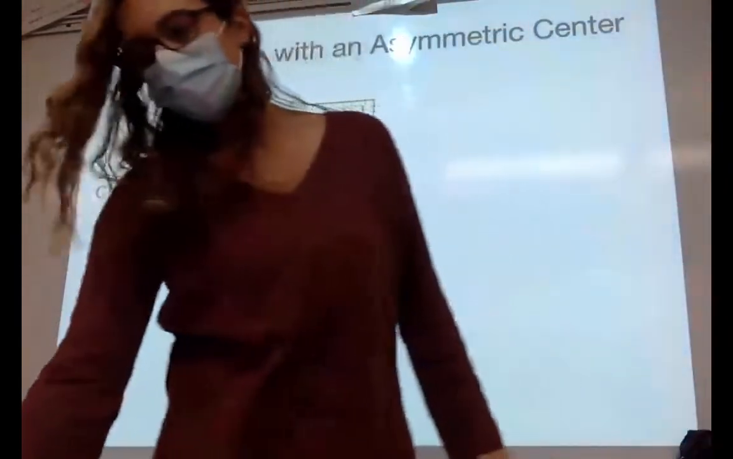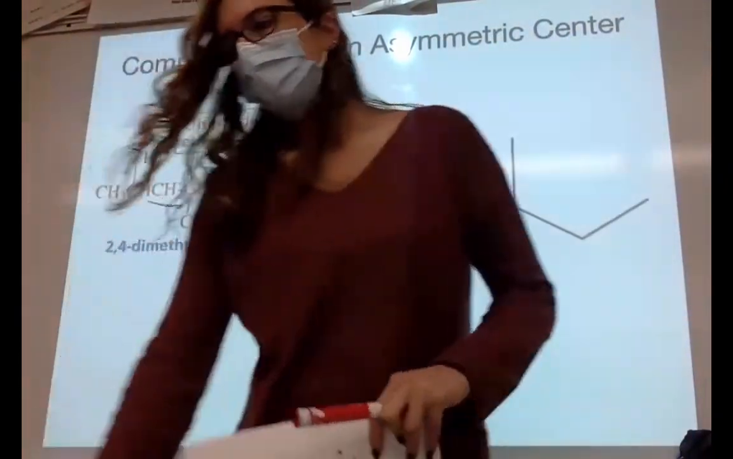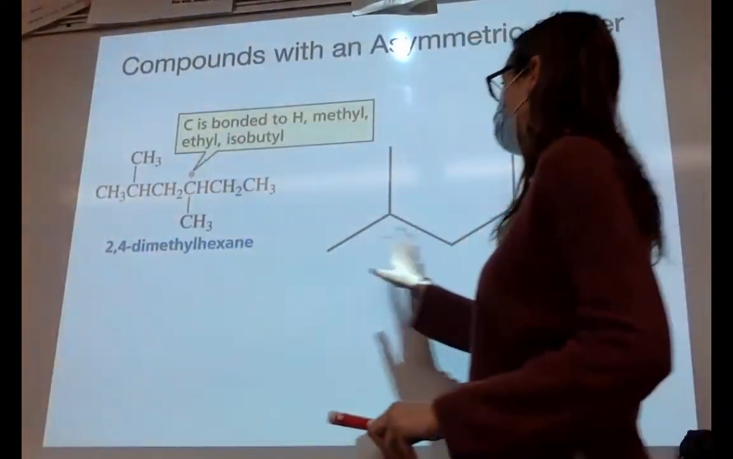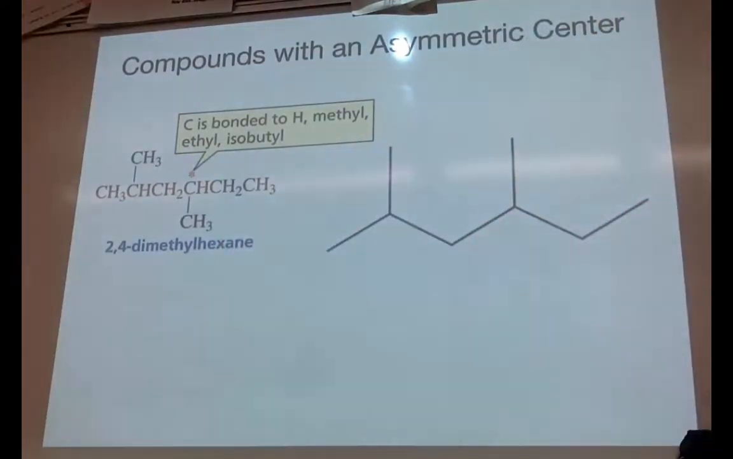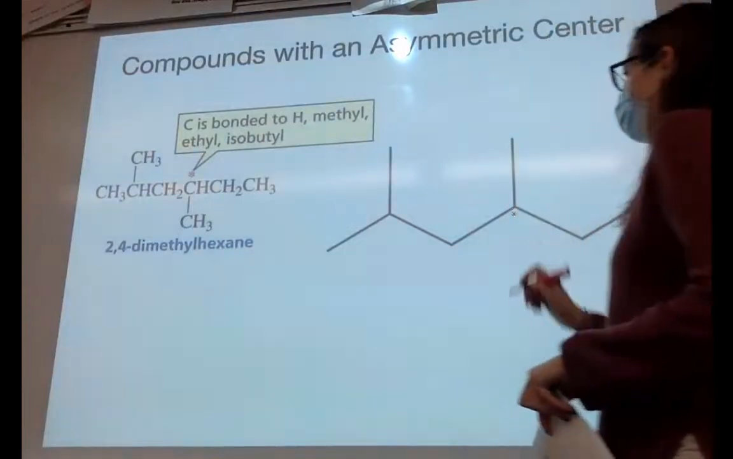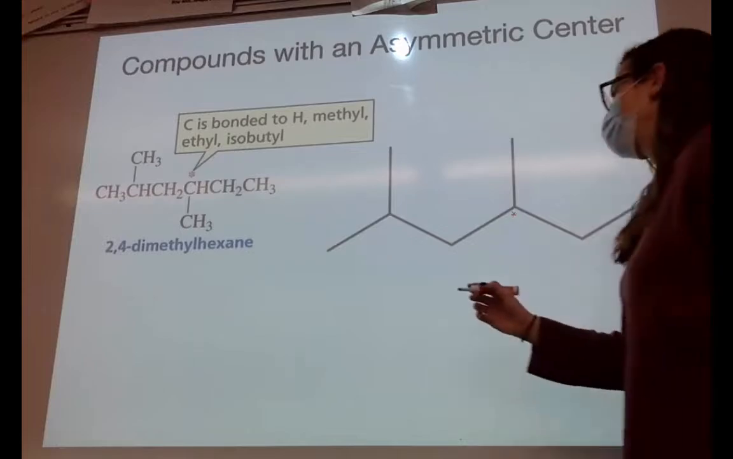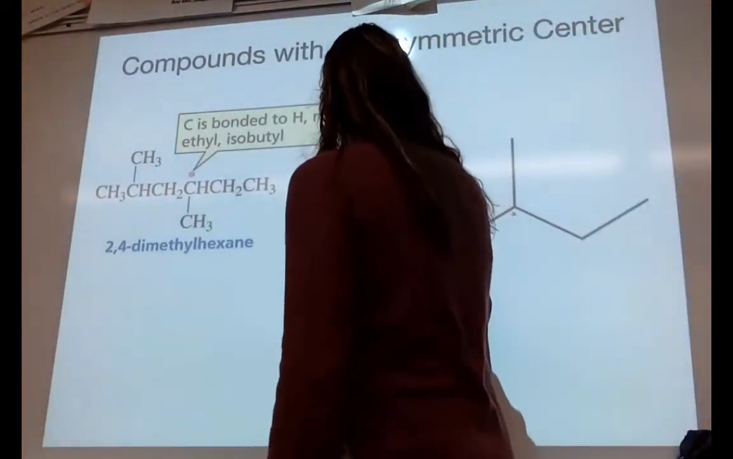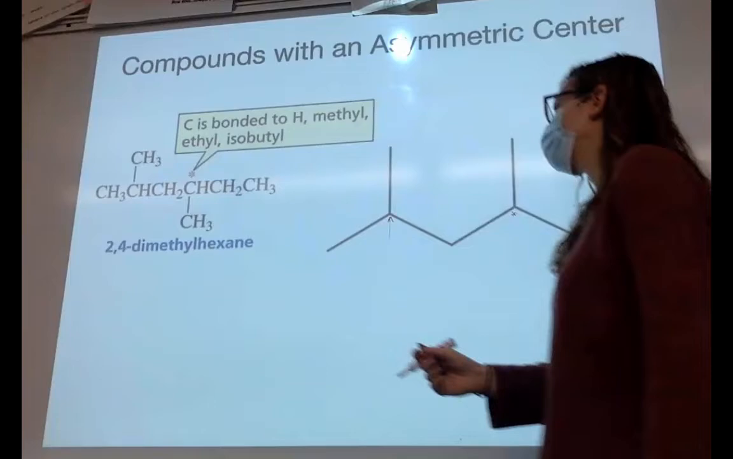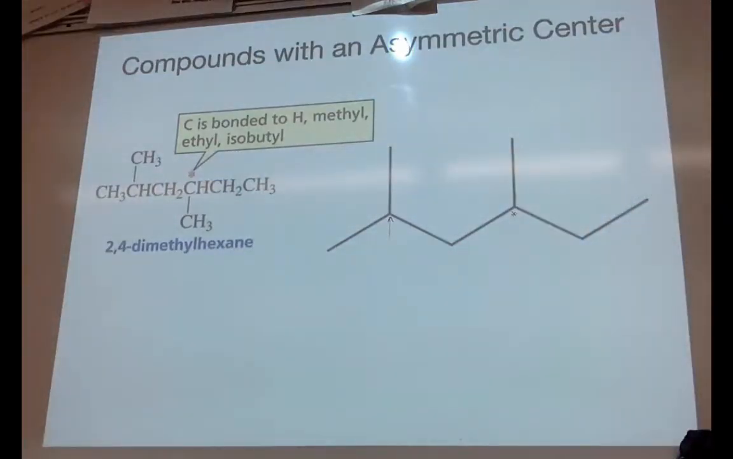Now what I'm going to do is I'm going to show you another one. This is actually the bond line structure of 2,4-dimethylhexane. This is the chiral center that's attached to 4 different things. Now we also have a carbon that some people would look at and they'd say, well, why isn't this a chiral center? This is attached to 4 things.